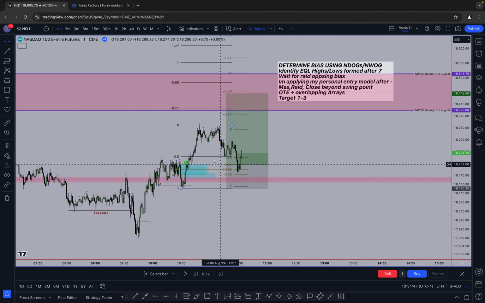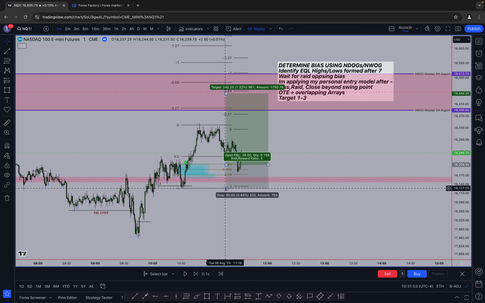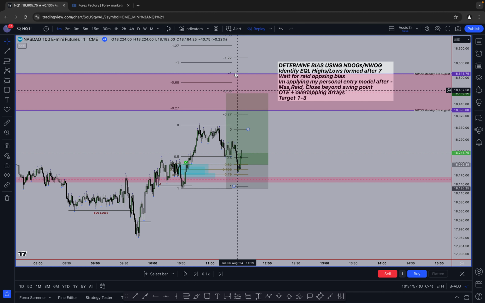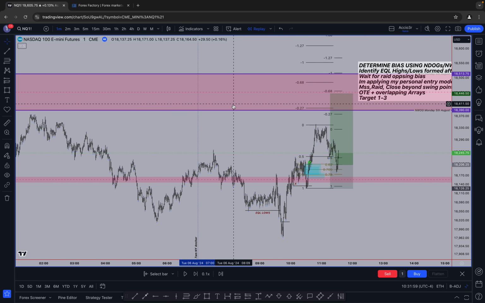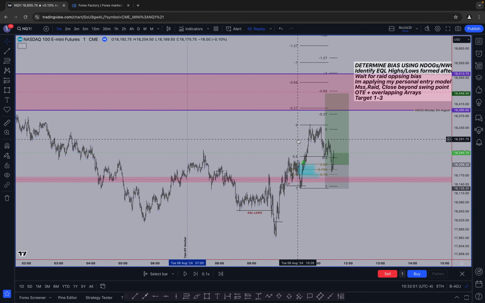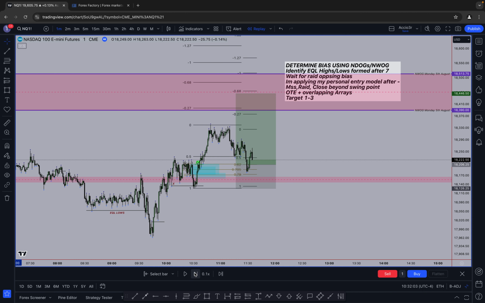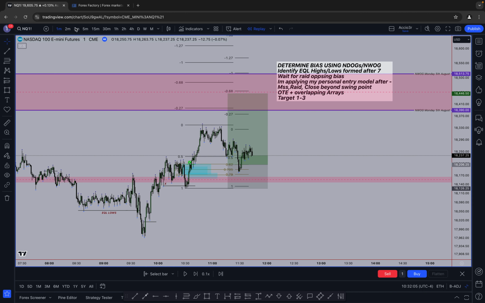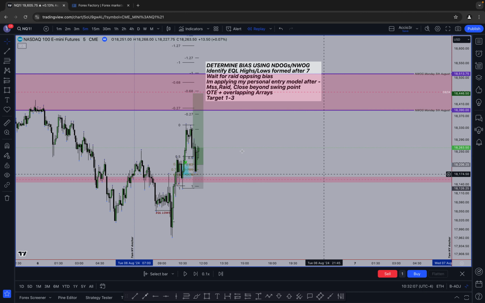Okay, so just to be simple, I'm gonna put the entry at the highest point of OTE, stop under the low plus a couple ticks, targeting this new week opening gap and these fib extensions here, plus the equal highs on the left. Let's just go into a higher time frame so we don't have to sit through this for too long.